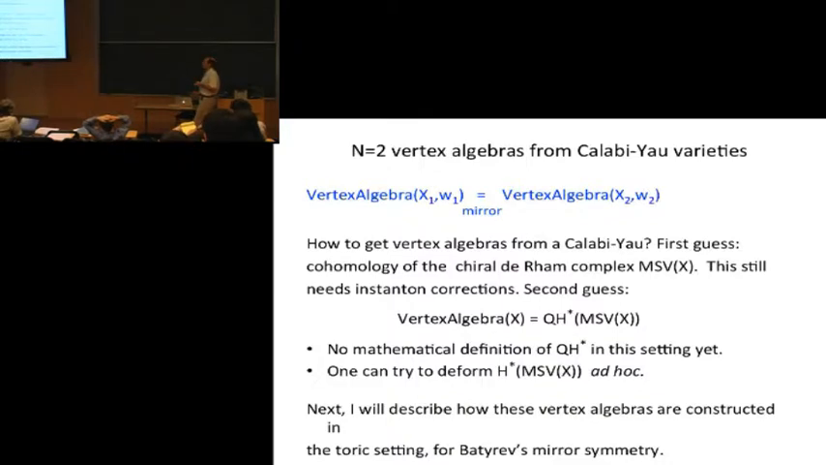So a second guess of how to construct a vertex algebra is to try to construct a quantum cohomology of a Chiral de Rham complex, but it hasn't been done yet. I don't know, it may not be so horrible, but there are some technical issues. Probably the biggest technical issue is that there are about, you know, 5 people in the world working on it.